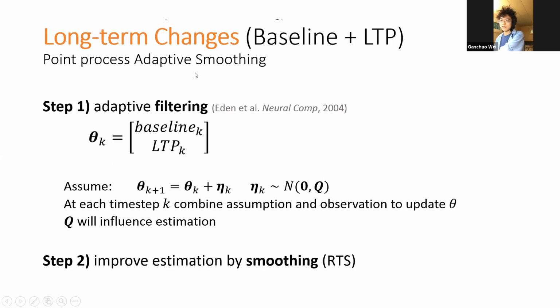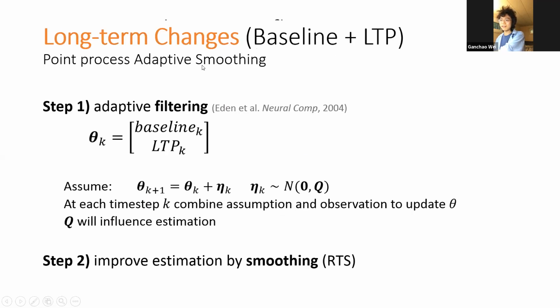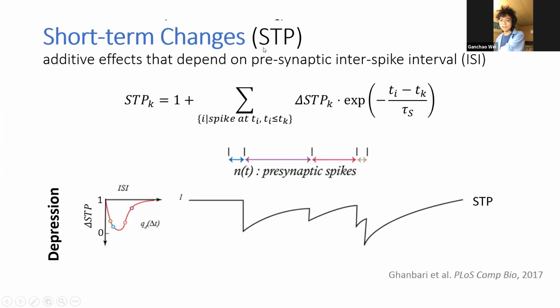But for short-term changes estimation, the smoothing can no longer be used because the STP is changing so fast. If we use smoothing, we can never detect anything. So the idea, I think, is very similar to Julian's. Basically, we handle it by additive effects that depend on the presynaptic interspike interval. In short, we just convolve this modification function along the presynaptic spikes.